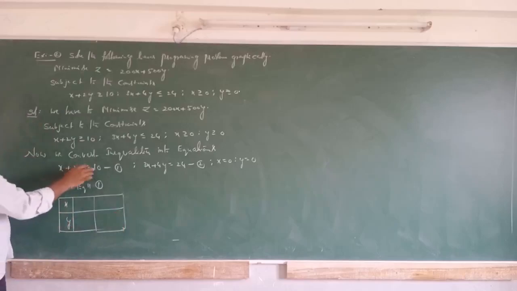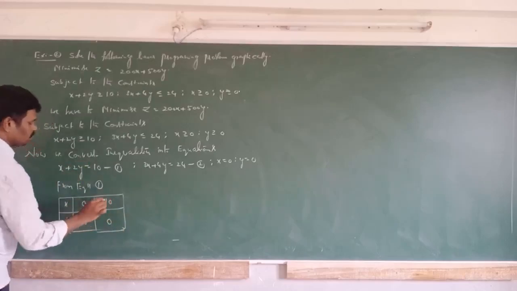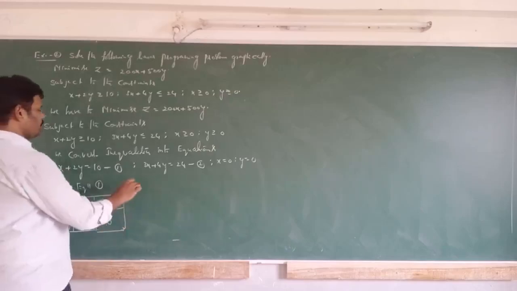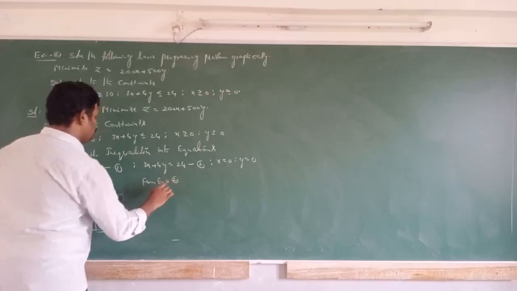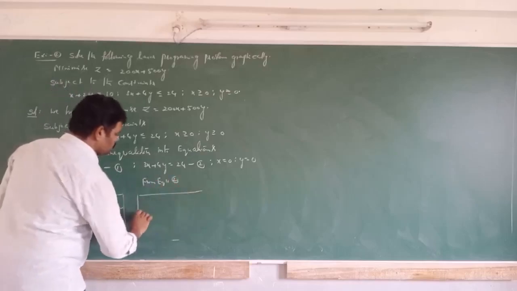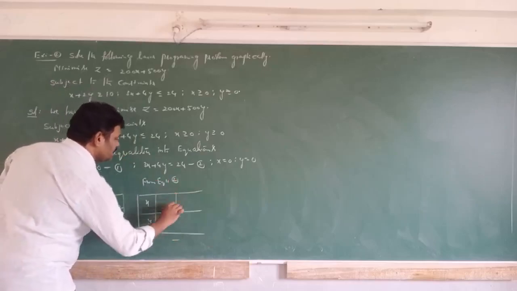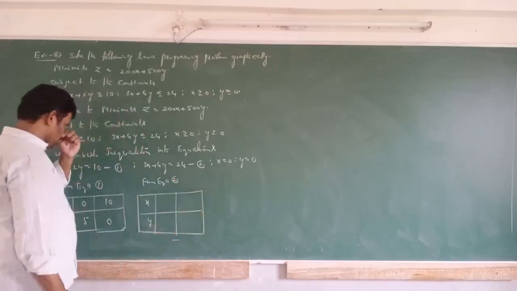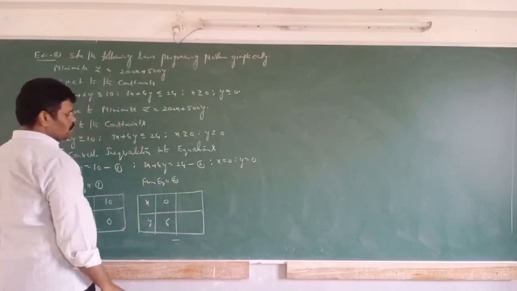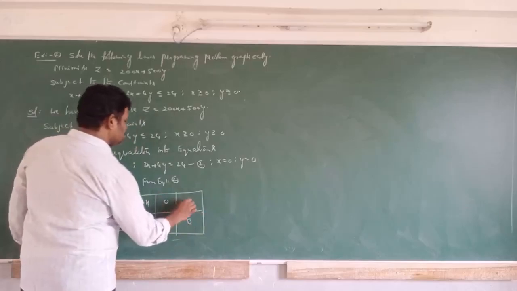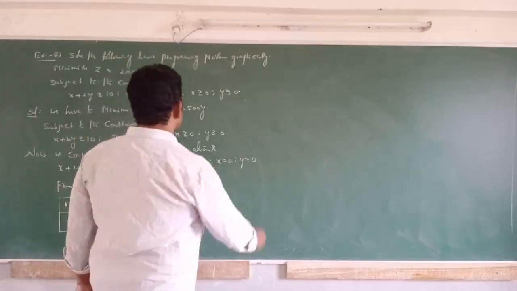So x is equal to 0, y is equal to 5; y is equal to 0, x is equal to 10. And next one, from equation 2: x is equal to 0, y is equal to 6; y is equal to 0, x is equal to 8. Okay, it is better to solve these two equations also.